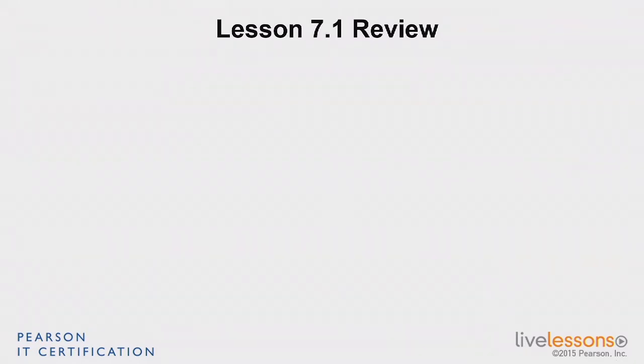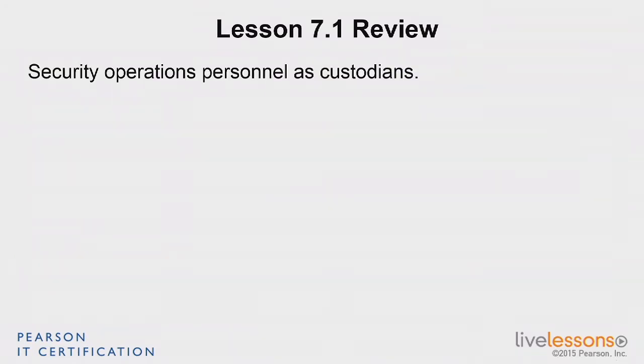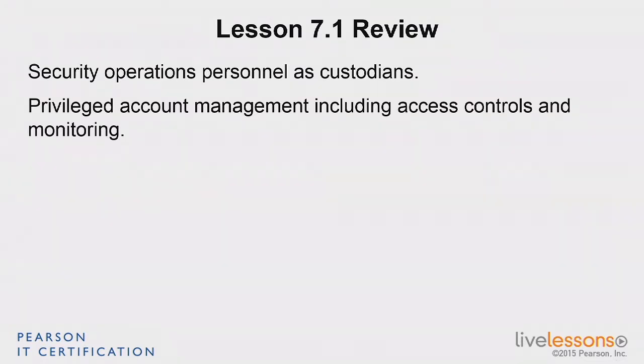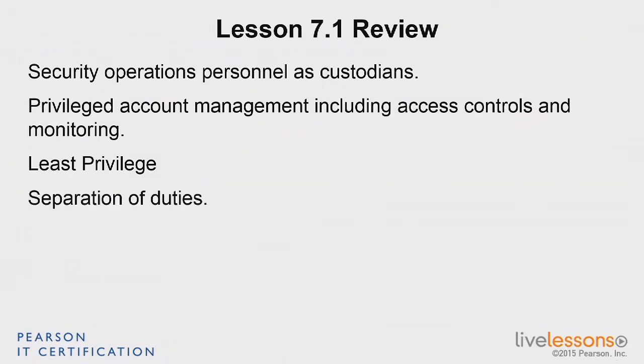So that brings us to our Lesson 7.1 review. We started with talking about security operations personnel as custodians and that they usually have privileged accounts, and that privileged account management includes access controls and monitoring. We reviewed the concept of least privilege, not having any more privileges necessary to do your task. We looked at the concept of separation of duties, where no one person is in control of an entire process.